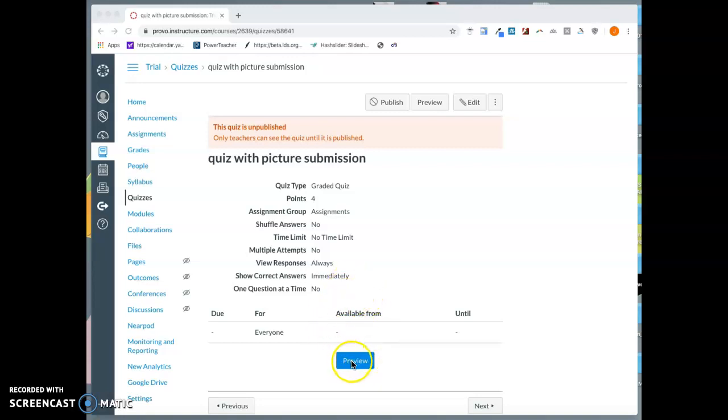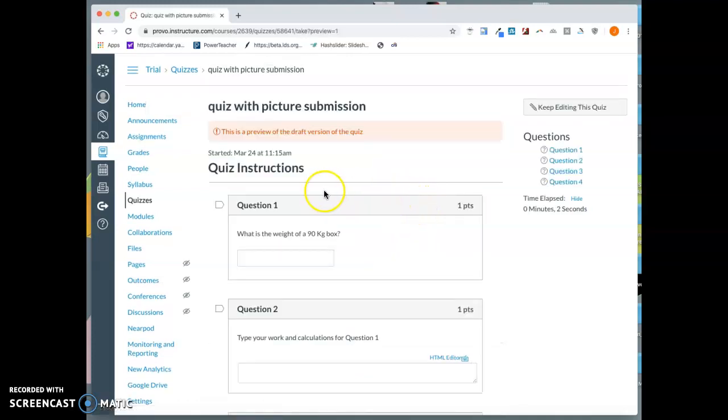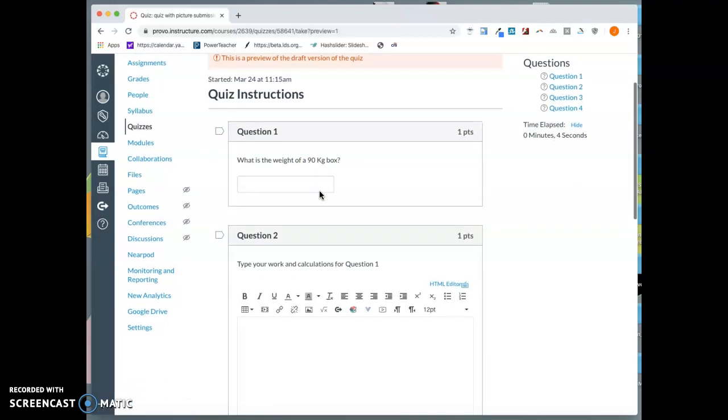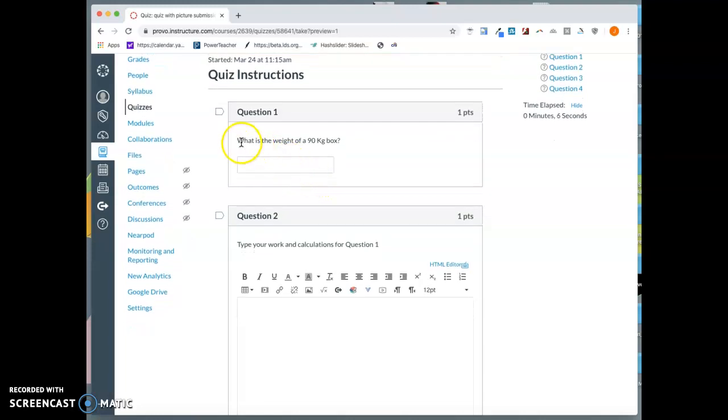For me, I have to hit the preview. You would just take the quiz, but since I'm not a student, I hit the preview so I can see the quiz questions. Here is my quiz now. Here's my test. So let's say our first question is, what is the weight of a 90 kilogram box?